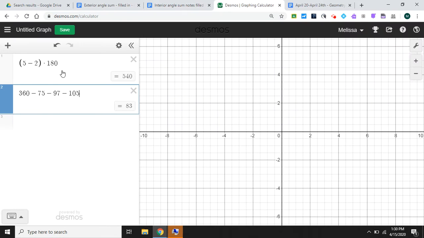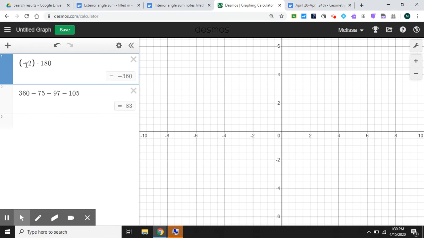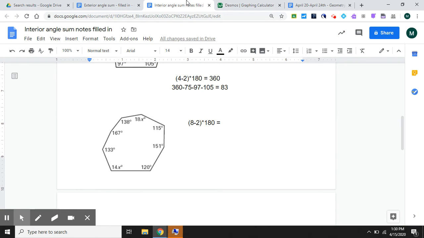I'm going to go to Desmos to help me out. I've got 5 minus 2 in there, so I can just change that to an 8 minus 2. So they're going to all add up to 1,080.